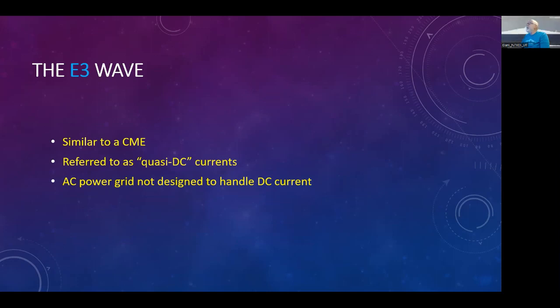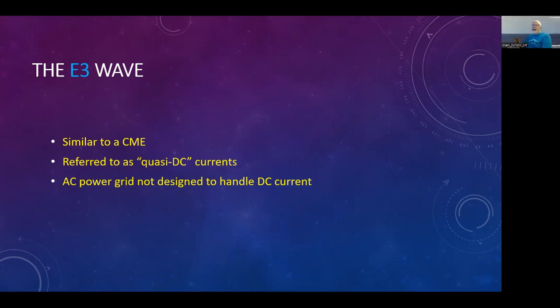As a matter of fact, the AC grid is not designed to handle DC current. It was Thomas Edison who wanted to have the DC current sent to all of our homes, but it was Mr. Tesla who wanted AC current. And because of distances, AC won.